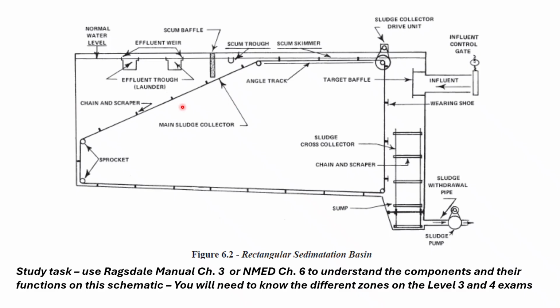Here's a rectangular clarifier, and as you recall, we talked about this in Chapter 3 of the Ragsdale Manual. Be able to discuss what the parts are and label the parts if you need to, and understand what each of the parts does on this diagram. The next table on the next slide is going to show you what each of these parts does, and that's out of Chapter 6 of the NMED Study Guide. But whether you're more comfortable with the Ragsdale Manual Chapter 3 or NMED Study Guide Chapter 6, look at the parts, look at the components, and know their purposes, okay?